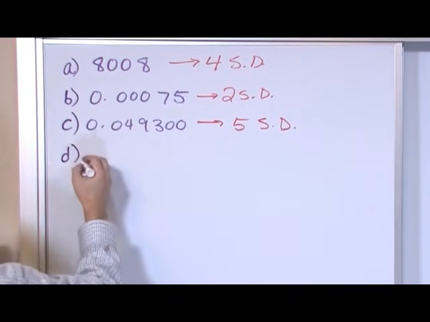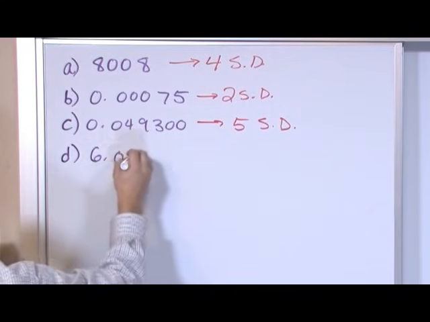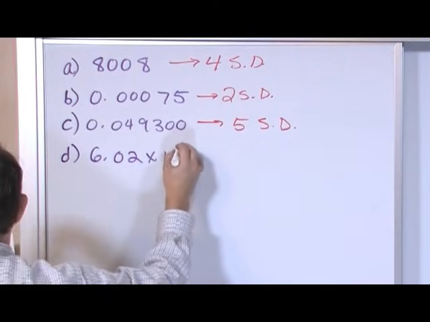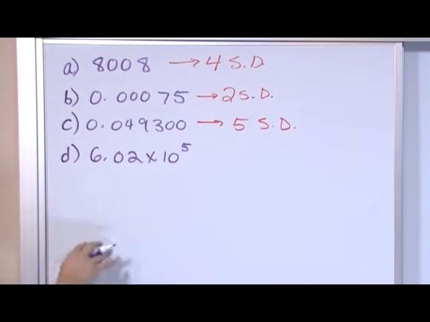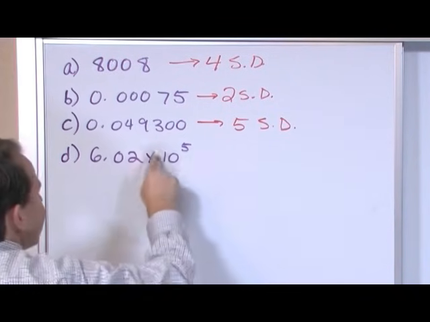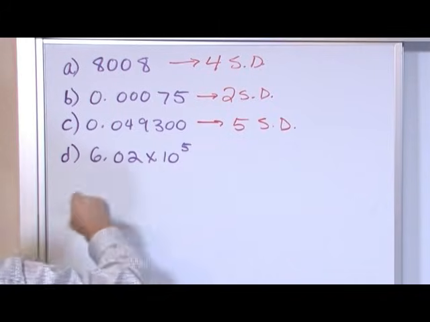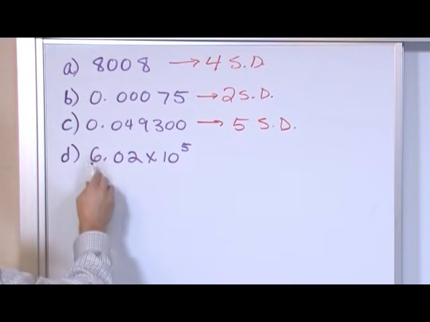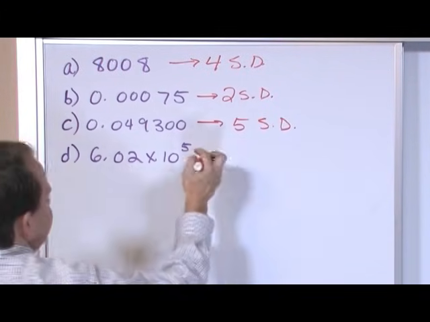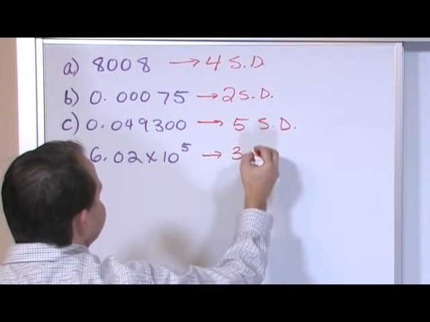All right. What if I have 6.02 times 10 to the 5? This could be a measurement in grams, a measurement of a volume, could be anything. What do you do here? Well, do you count any of this here? Of course not. You don't count the exponent. You don't count the x, of course. You have 1, 2, 3. 3 significant figures.